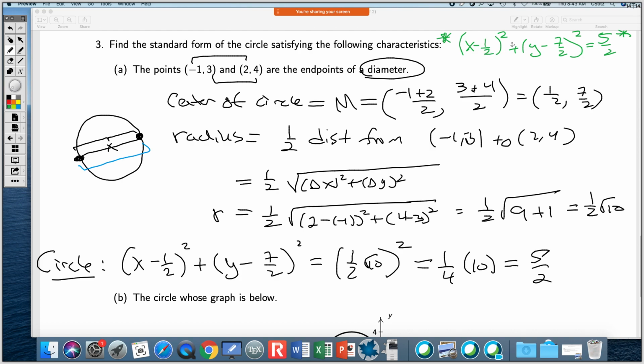Okay. Any question on building the equation of the circle given this information about it?